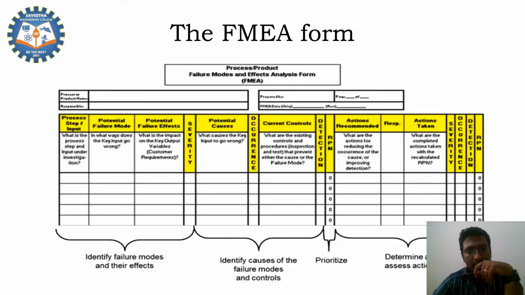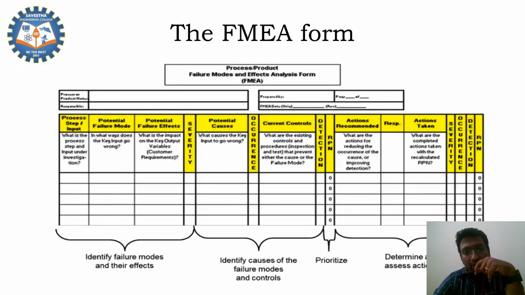The FMEA form is used in many industries that follow FMEA. This is called the FMEA chart, where the first three columns identify the failure modes and their effects. Failure mode is nothing but the possible things that can cause failure, and the effects are what happens if they fail. What is the impact of that failure? This is called severity. Severity is the seriousness level of the failure, whether it is tolerable or not tolerable.